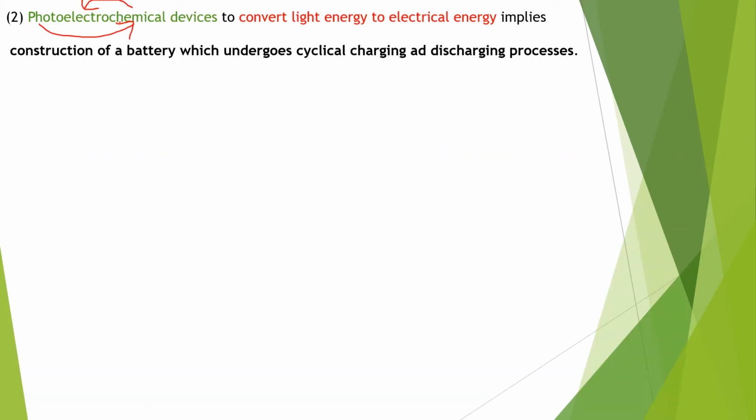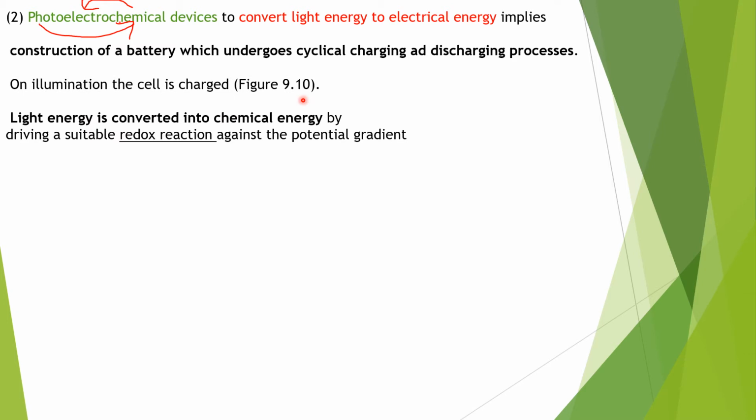The electrochemical devices convert light energy into electrical energy. It means it will be a charging process where light energy is converted into chemical energy and then chemical energy into electrical energy. One will be the charging process and the other will be the discharging process. So it will be similar to a battery. On illumination, first the cell is charged. When it is kept under light, some chemical reaction forms, and the energy is stored in the form of some chemicals, and then the energy of that stored chemical product can be utilized for electrical purposes, that is, the chemical energy can be converted into electrical energy.